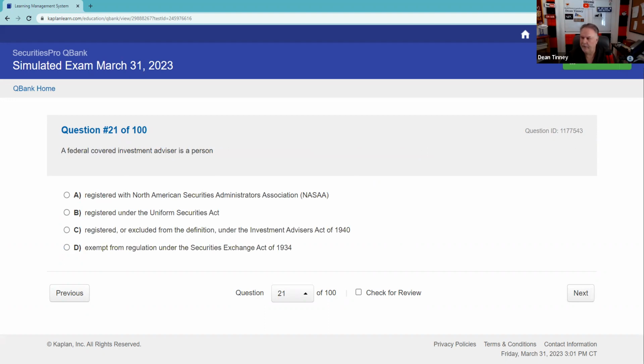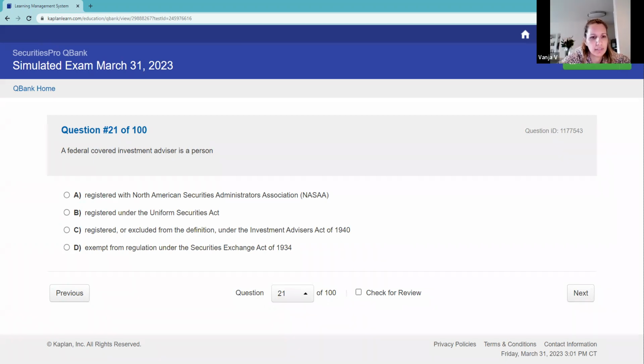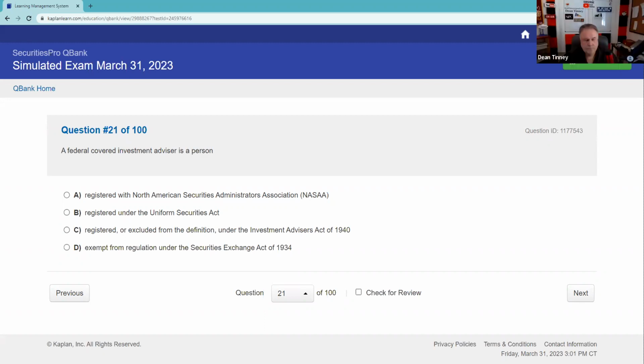A federally covered advisor is a person... They have to, if it's federally covered. Or excluded from the definition of the investment advisor 1940, exempt from regulation. They're not exempt, so they have to register under 1940, so C. Excellent.